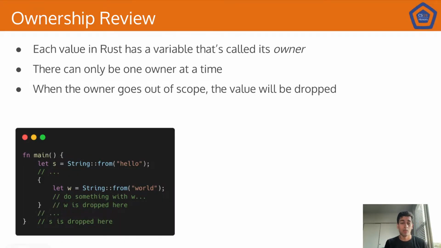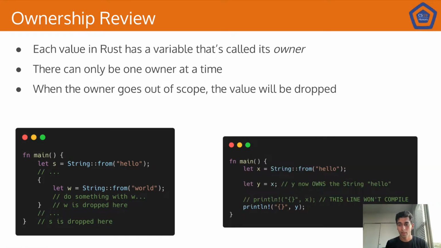So what does this mean? Well, when we have this string s, s owns this string content hello. And then we enter in this new block of scope. We define w to be the string world, and so then we can do something with w, but once this little block of scope ends, if this was an if statement, a for loop, whatever it may be, w is dropped when it goes out of scope. So once we leave that scope of this little temporary block of code, and then we exit the main function, well, s goes out of scope, and so this hello string is dropped from memory.